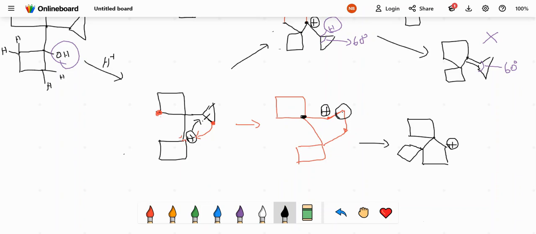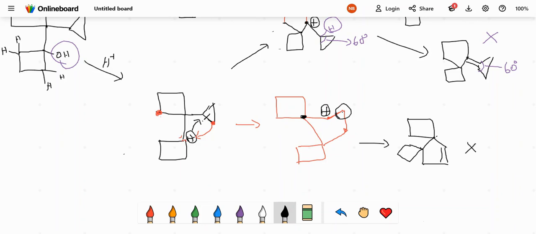Now the beta position, which will give the beta elimination here. There are two beta positions, this one and this one. Here only beta hydrogens are there. That is why I'm going to remove that beta hydrogen and we are going to form the bond here like this. This ring is highly unstable.